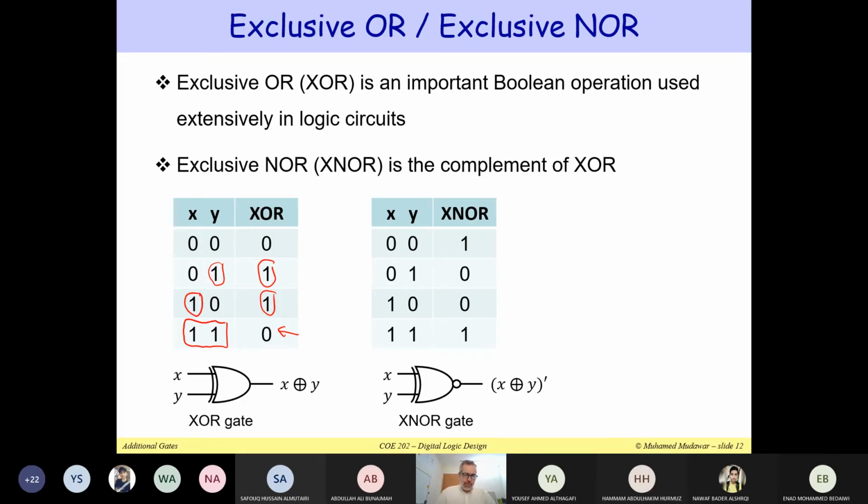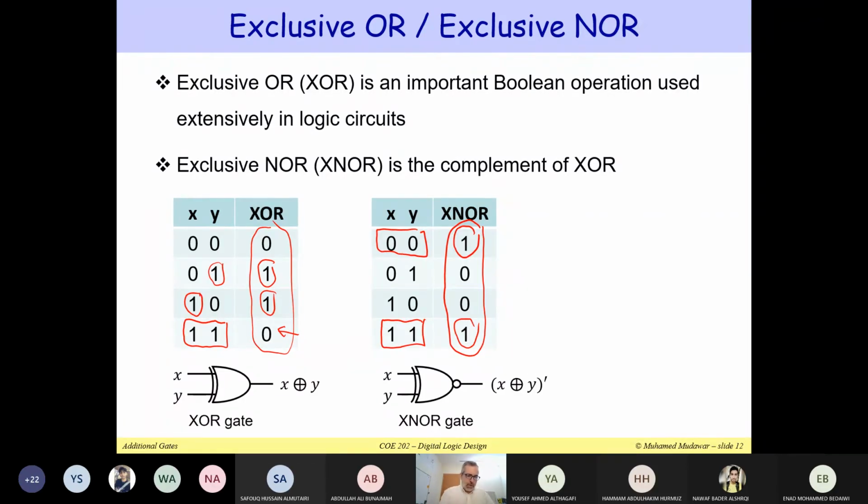In the case of the exclusive NOR, it is just the complement of the exclusive OR. Notice that in the case of the exclusive NOR, the output is equal to a 1 if both inputs are 0 and 0, or if both inputs are 1 and 1. So if the inputs are identical, we get 1. If the inputs are different, we get 0. That's the complement. If you look here at the truth table, this is the exclusive OR, this is the exclusive NOR, and the exclusive NOR column is just the complement of the exclusive OR.